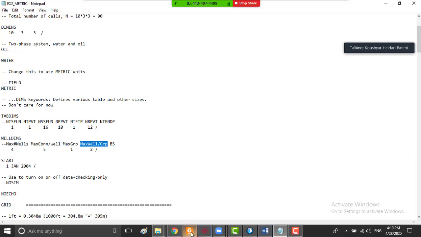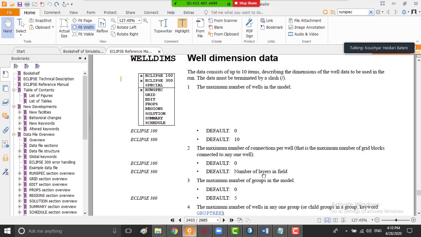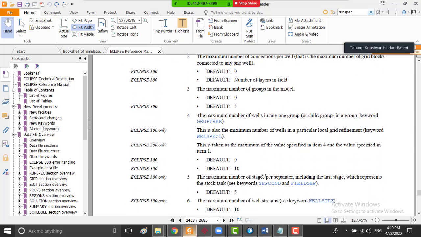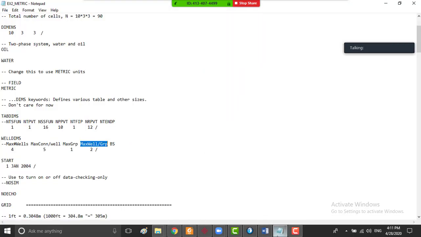And the fifth one is the maximum number of steps per separator, stuff like that. That is not very important at the moment. Okay?